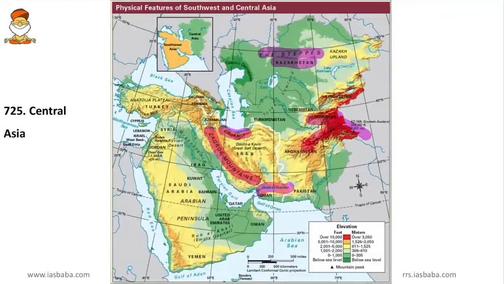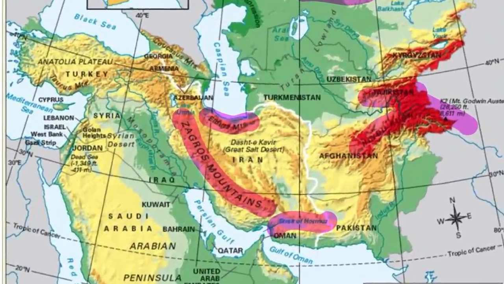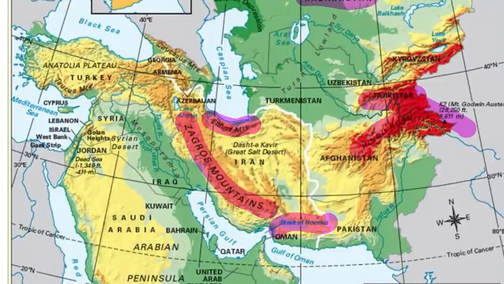Then come to next, the physical map of Central Asia. Friends, obviously we have discussed the Elburz and Zagros mountain ranges which are running in parallel. And here we look at the Strait of Hormuz which connects the Persian Gulf and the Gulf of Oman. So friends, such facts will be the hotspot of UPSC, that is, the Strait of Hormuz connects the Persian Gulf and the Gulf of Oman. So we can remember this as G, H and O. GHO is the word, do not forget that.